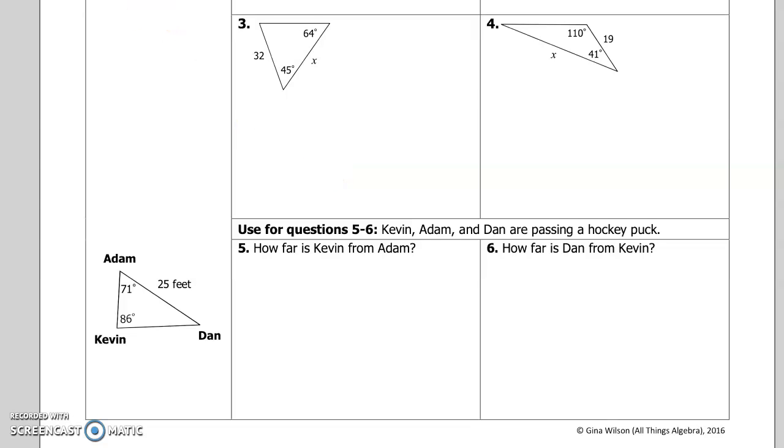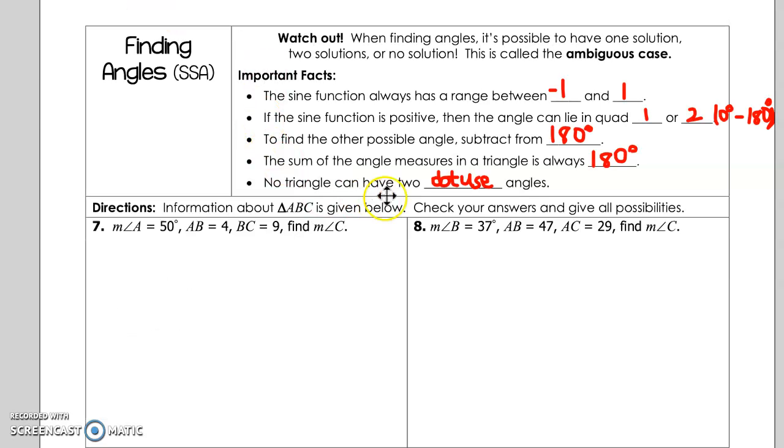So here's what that page looks like. I just want to go through and fill out the notes first. Again, using side-side-angle, this is where you have to be careful because it's possible to have one solution, two solutions, or no solution. That's why it's called the ambiguous case, and this is the one where we don't really use it for triangle congruence.